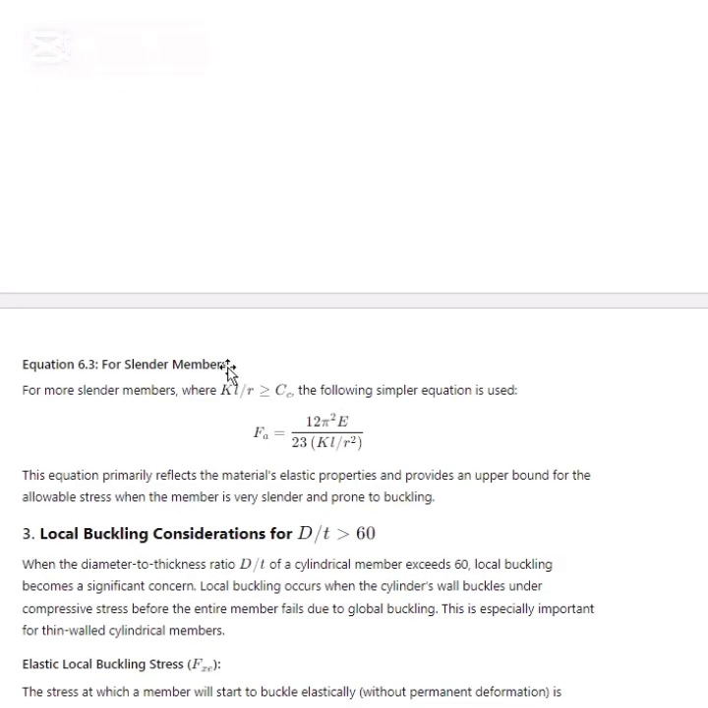This is for the allowable stress for a slender member. It depends on whether the KL by r ratio is greater than or equal to Cc, or less than Cc. If it is greater than or equal to Cc, we are going for the slender member case, where this equation primarily reflects the material's elastic properties. You can see Young's modulus and then KL by r squared.